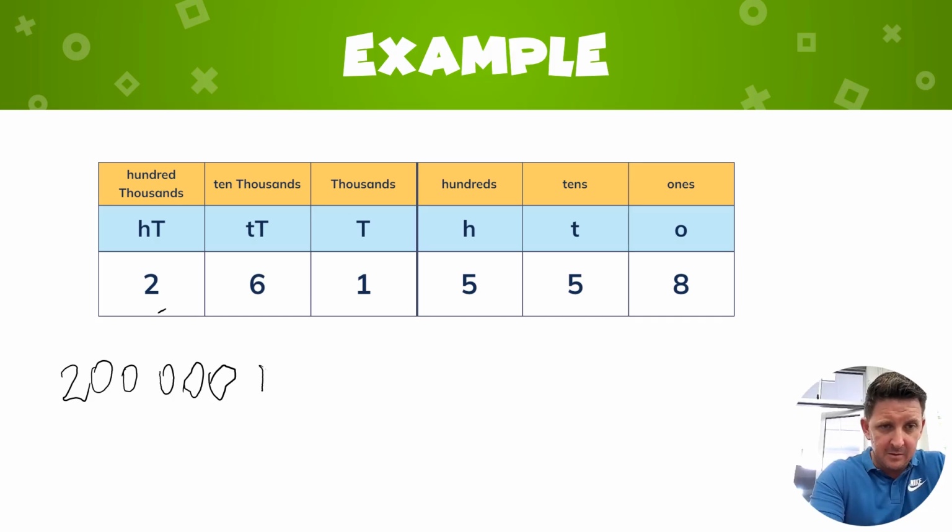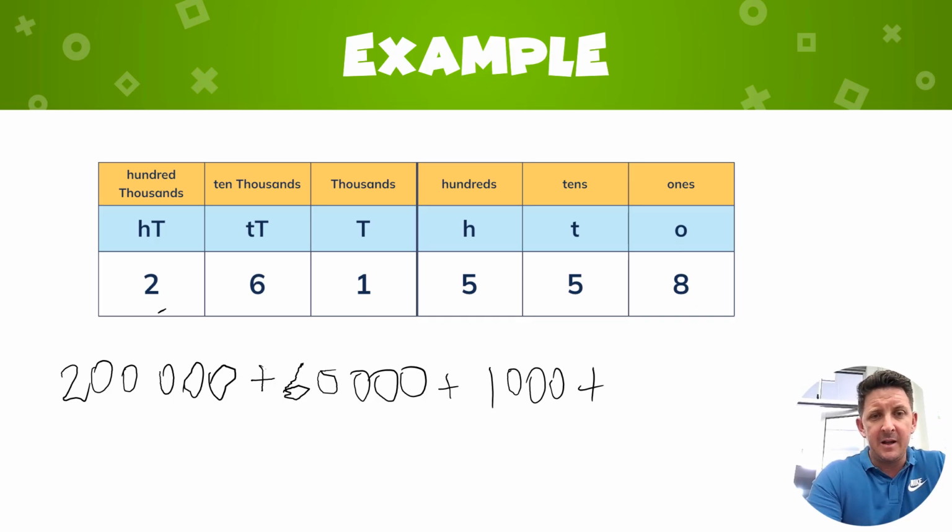I'm going to put a plus. I'm going to move to my next place value, which is a 6. Now, it is 6 10,000s. And I'm going to go 1, 2, 3, 4 zeros. I'm going to move to my next one. I know I've got 1, and I've got thousands. It has 3 zeros. I'm going to move to my next one, which is a 5. It's 500. So I'm going to put 500. Then I have 50, and then I'm going to have the extra 8.